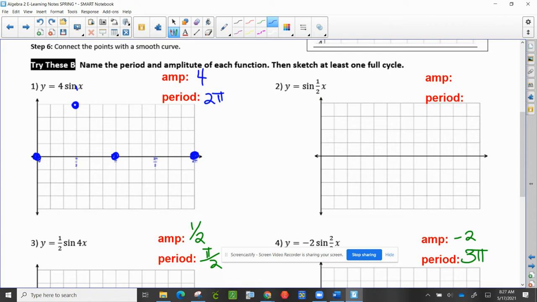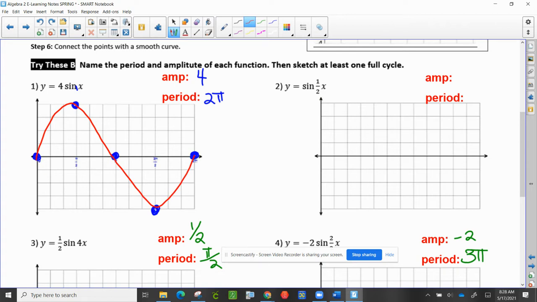And then our last point would be the halfway point between the middle and the end. So between pi and 2 pi would be 1.5 pi. You put your other amplitude, so one's at +4, one's at -4. We connect the dots with a nice smooth curve. And that's the sine function.